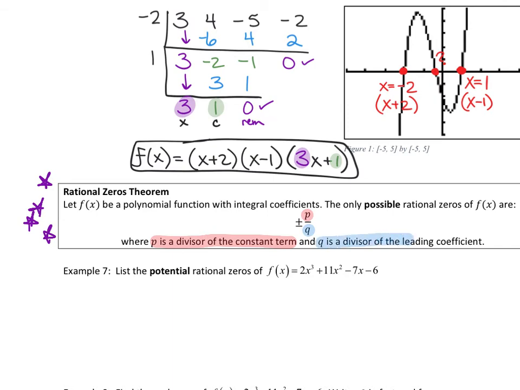P's and q's come from the leading coefficient, so the first number, the first coefficient, and the constant term, so the last number. I'm going to list out all of the numbers that multiply to the constant number or the leading coefficient, and then combine them by putting all the p's on top and the q's on bottom.